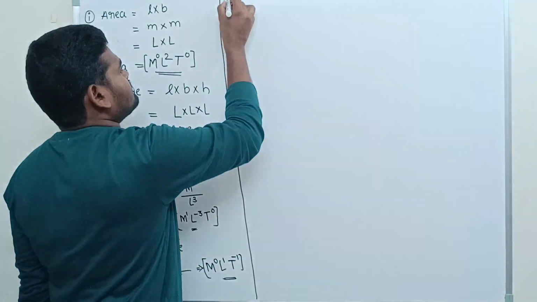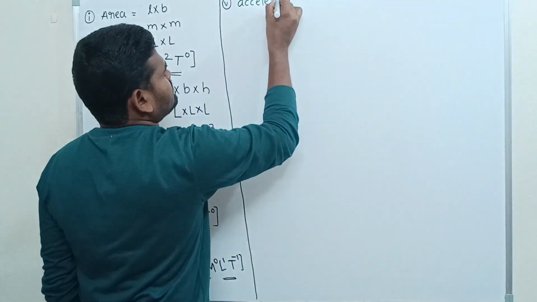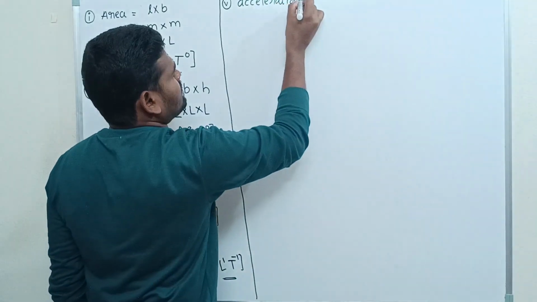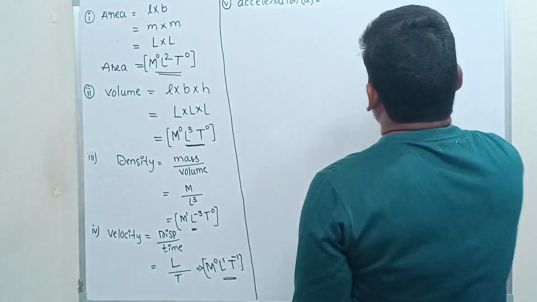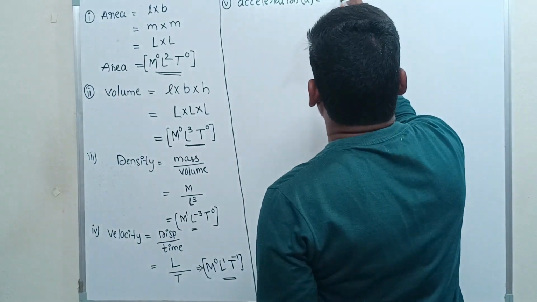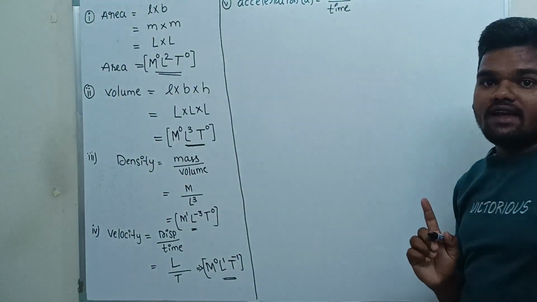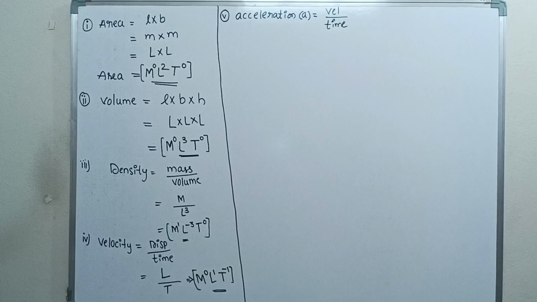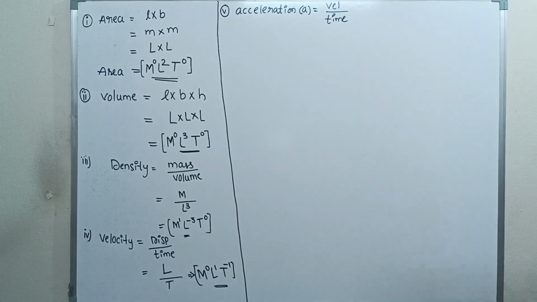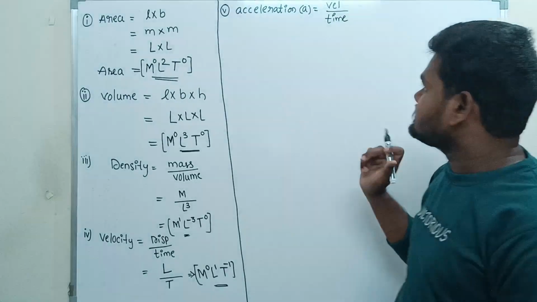Fifth one, acceleration. What is acceleration? The rate of change of velocity is called acceleration. That means velocity divided by time. Velocity divided by time is called acceleration. Are you able to see the board? Are you getting this? Acceleration means velocity divided by time.